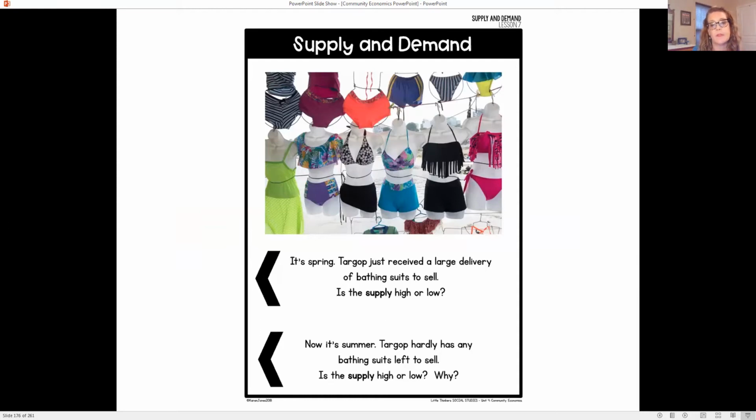Now it's summer. Target hardly has any bathing suits left to sell. Is the supply high or low? Why? Since there aren't a lot of bathing suits left, the supply is low. And it's low because it's summer and everybody's outside enjoying the water, the pool, the beaches, and they've purchased all the swimsuits.